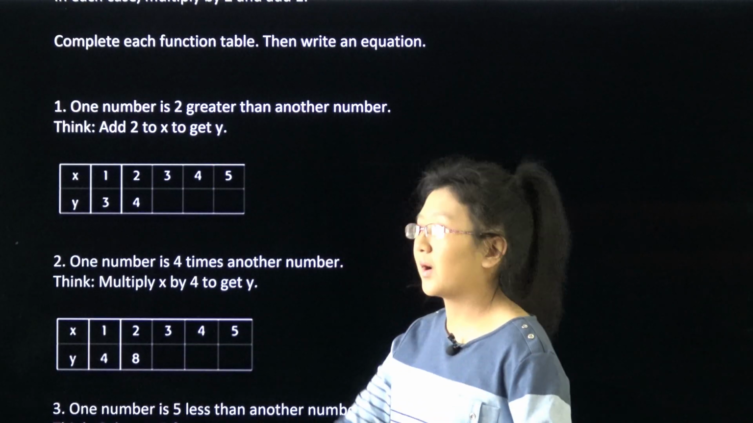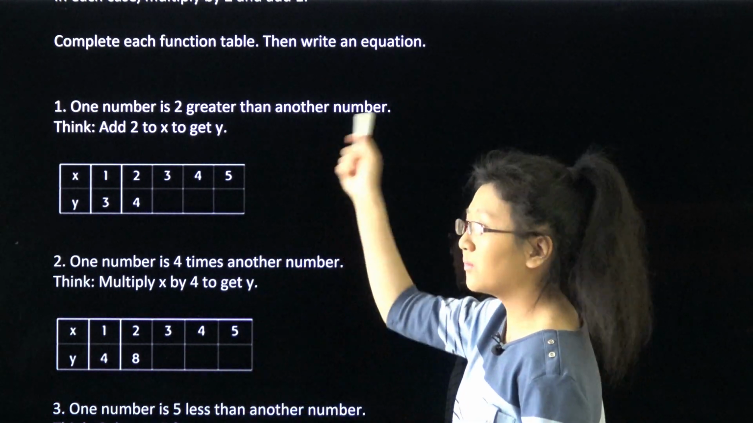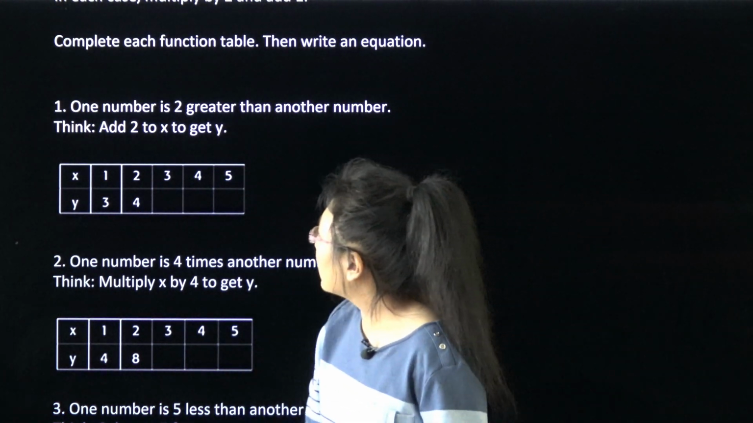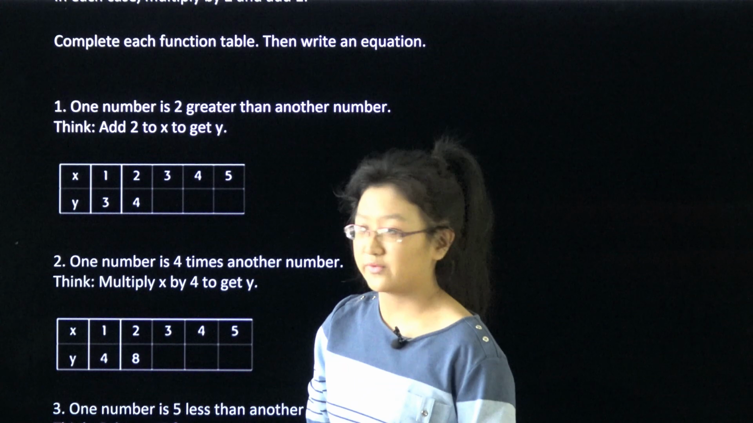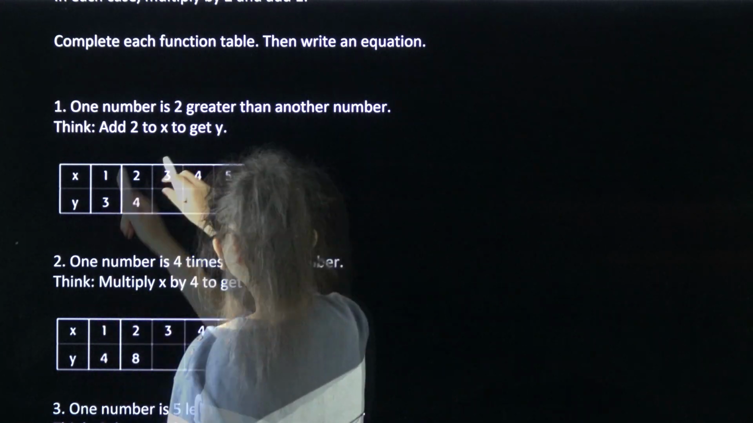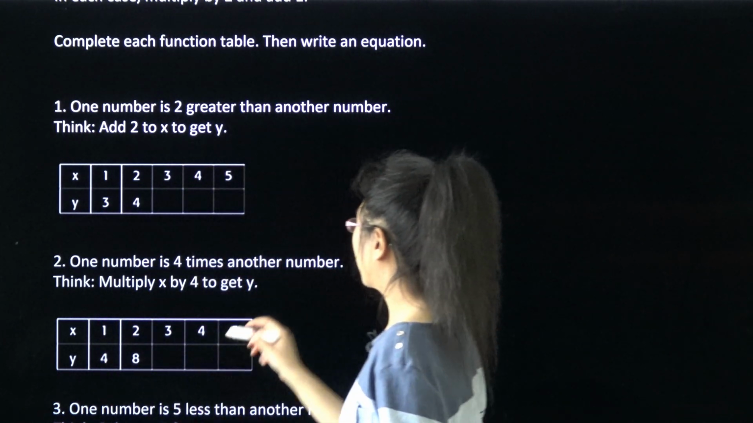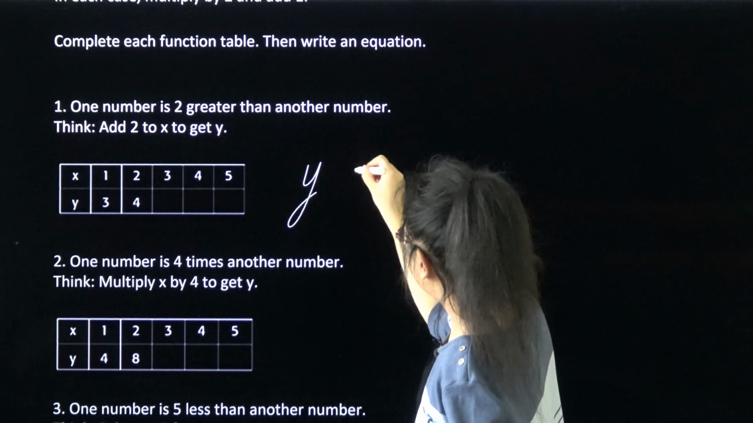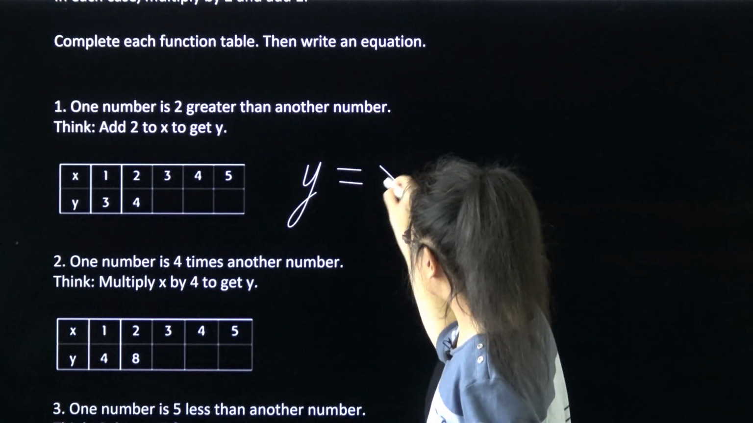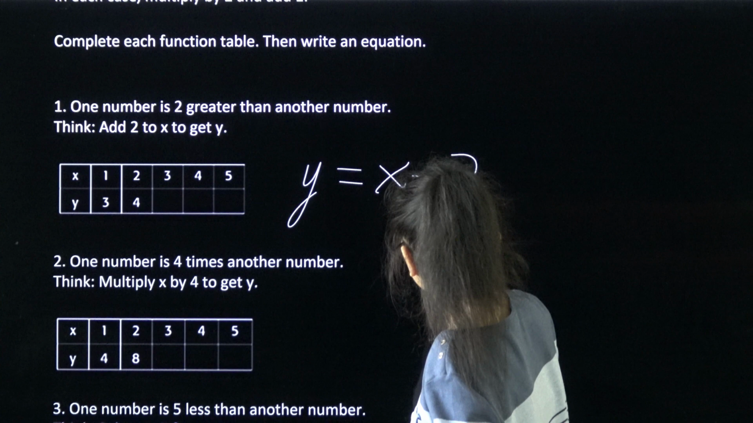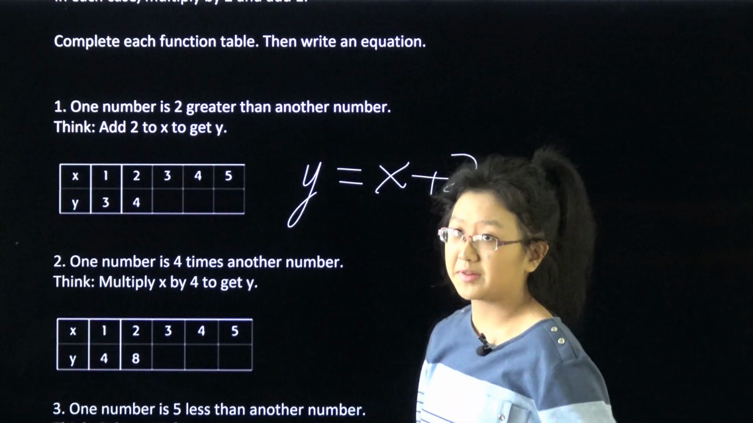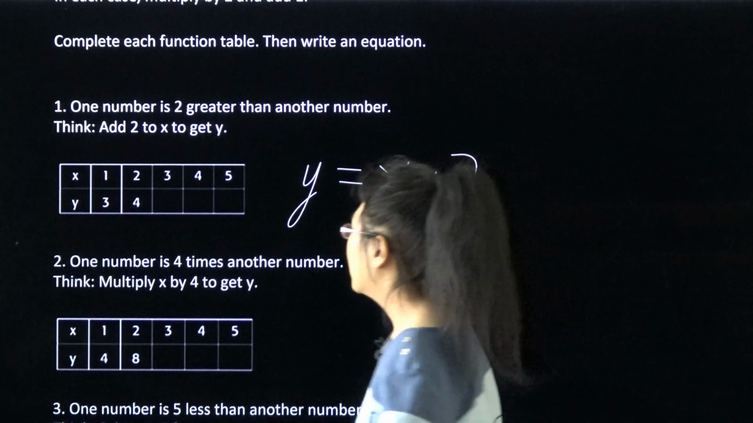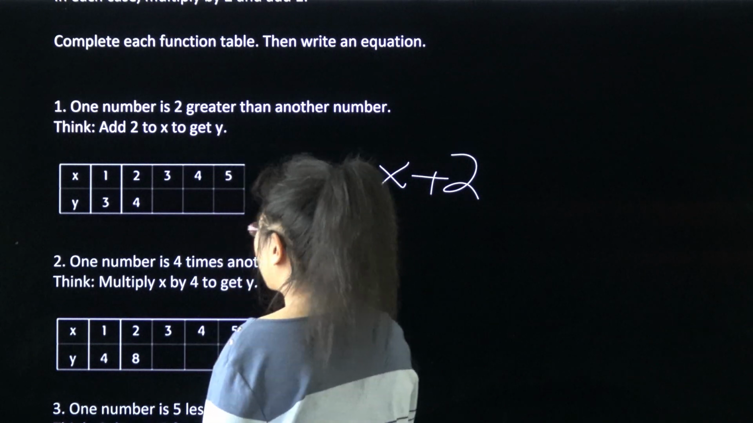Now let's do some practice problems. Complete each function table, then write an equation. So sometimes you can write the equation first. One number is 2 greater than another number, so the one number is always y, and then 2 greater than another number, so that would be x plus 2. Y equals x plus 2. That's your equation. Now let's complete this table.